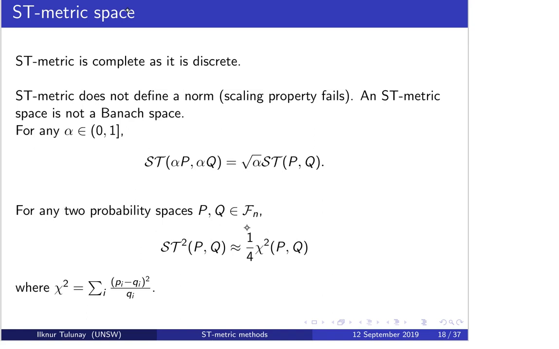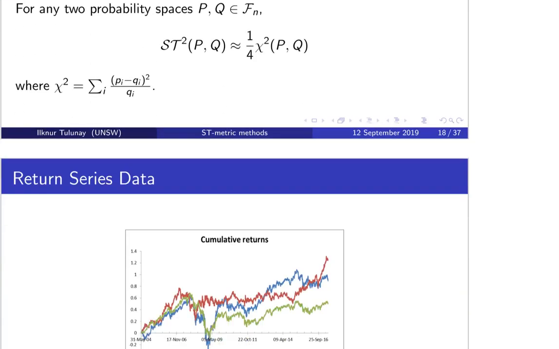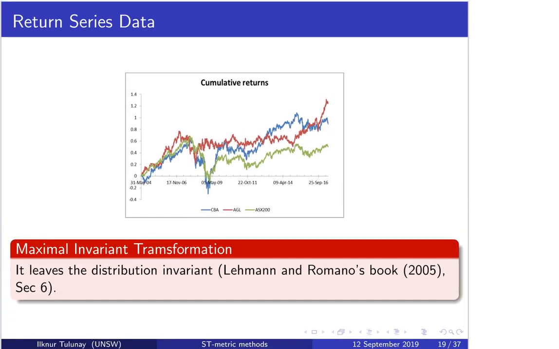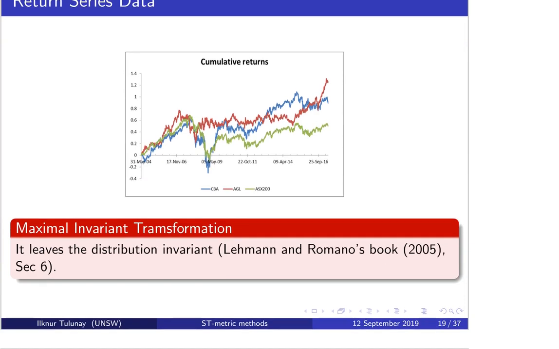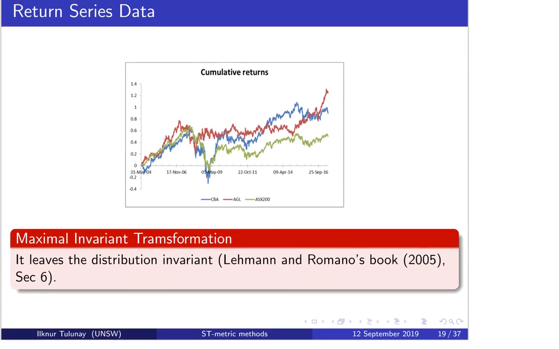And if we have two probability spaces, then this holds. I think for any P, Q in 0, 1, this holds. Maximal invariant transformation.